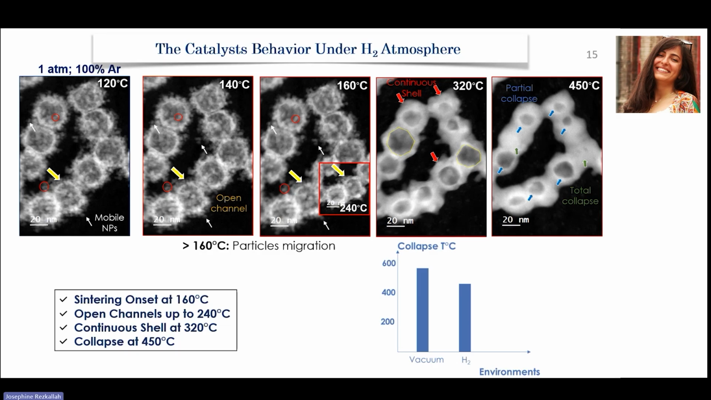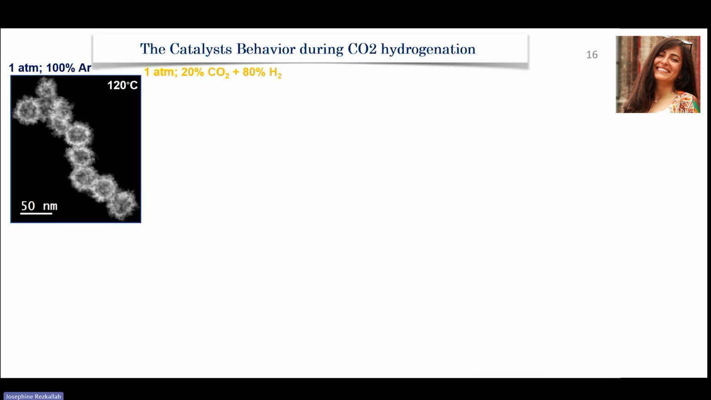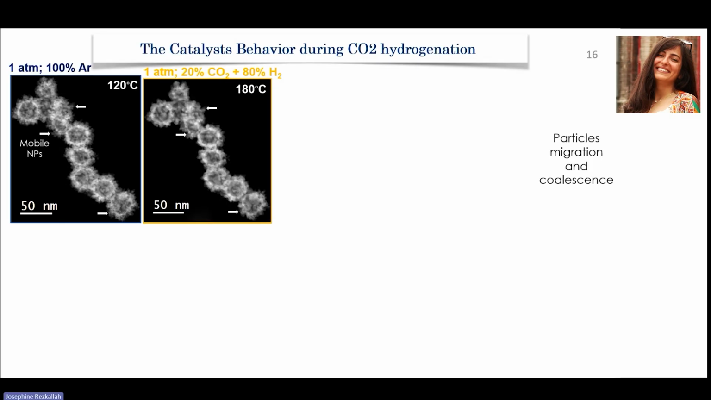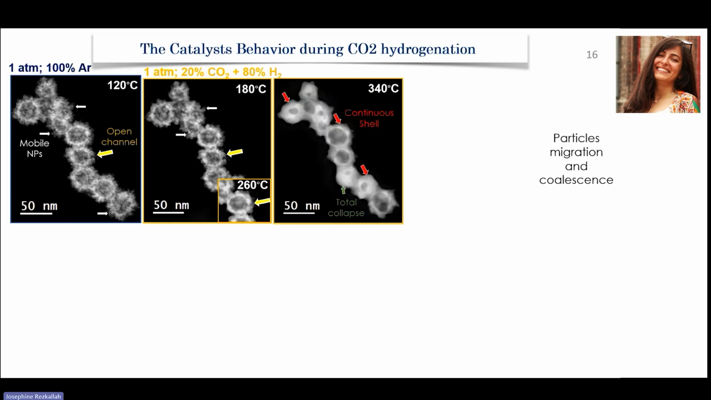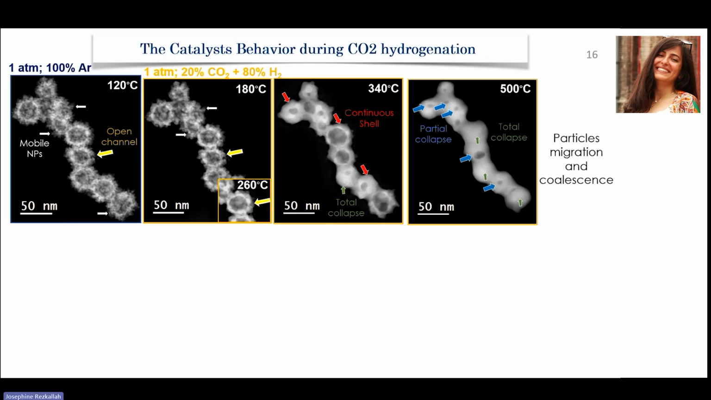The next step is to probe the particles' behavior under the actual CO2 hydrogenation reaction. So with the same strategy of thermal annealing, this is the initial state of the chains of nanospheres. After introducing the carbon dioxide and hydrogen mixture and starting the heating process, migration of the particles is observed starting 180 degrees. The channels remained open and the inner surface remained accessible until 260 degrees, and a continuous shell was formed at 340 degrees with the collapse of the whole system at 500 degrees.